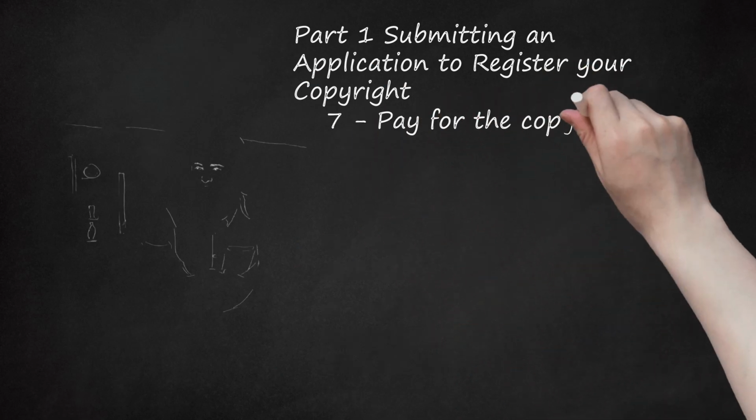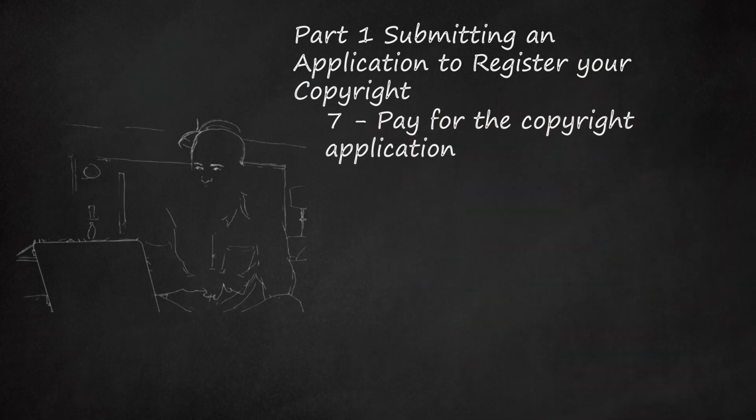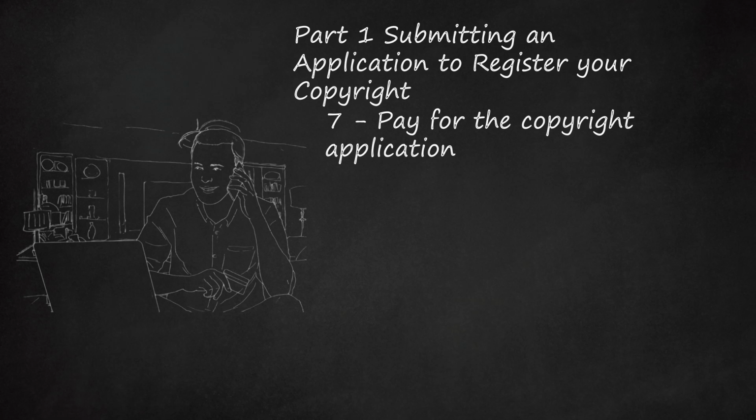7. Pay for the copyright application. CIPO accepts various forms of payment, including credit and debit cards, checks, wire transfers, and deposit accounts. From the main copyright page, click on View Fees on the center of your screen to see the applicable fees. Make payment online, using one of the acceptable payment methods. Payment for copyright registration costs $50.